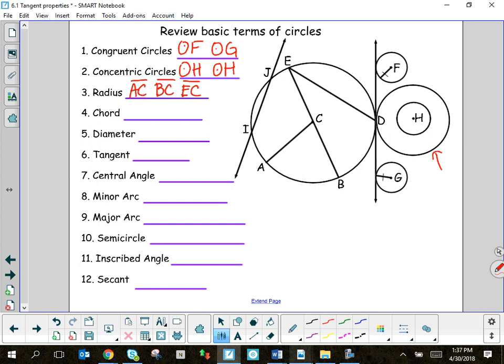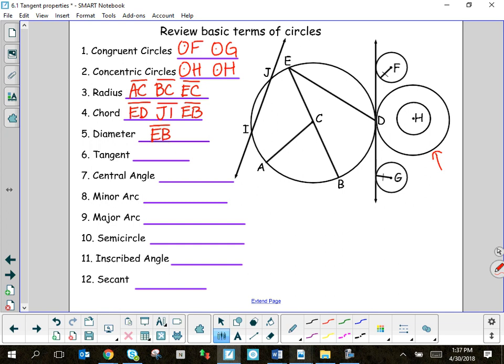How to name a chord. A chord is a segment whose endpoints lie on the circle, so that would be ED. JI would also be one. And then also EB. EB is a segment whose endpoints lie on the circle. Okay? EB is a specific chord. It's actually the diameter, which would be the longest chord in a circle.